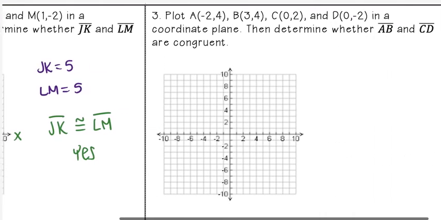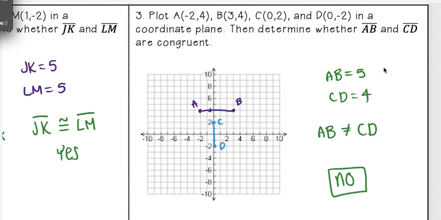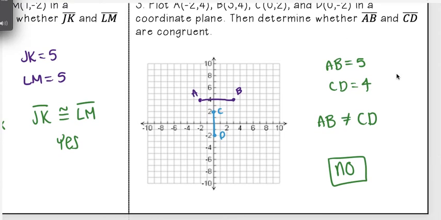Okay, go ahead and pause the video and try doing this last one on your own. The answer you should have gotten here was that it is not congruent. When I apply the points for A, B, and CD, the length of AB was 5, where the length of CD was 4. So AB is not equal to CD, and since they're not equal, they can't be congruent.